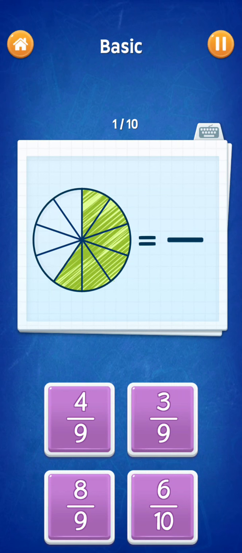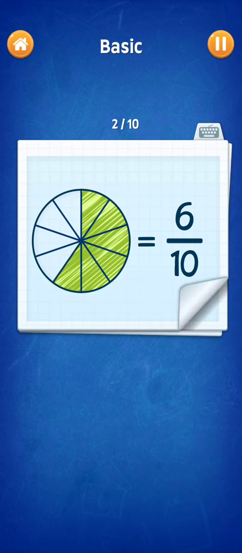So how many remaining do you have? You have 4. Don't think this is a subtraction. This is fractions. It means in 10 boxes, the green colored boxes are 6. So what is the answer? 6 out of 10.